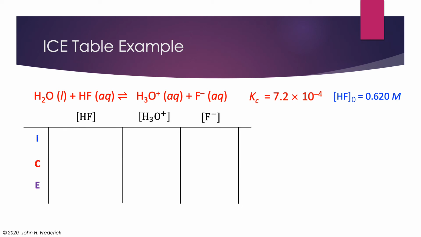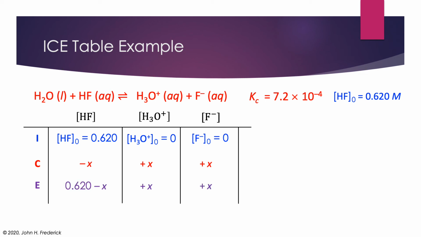So now I need to set up my ICE table, and you'll see that I've headed each of the columns with the particular concentration that I'm going to list in that column. And for HF, I know the initial concentration is 0.62, but I know the initial concentration of H3O+ is 0, and the initial concentration of F- is 0, so this is going to be relatively easy. Now all of the coefficients in my balanced chemical equation are 1, so I'm going to have a minus x for the increment of change in HF, plus x for H3O+, and a plus x for fluoride. When I add these two rows together, I'll get these results down below.